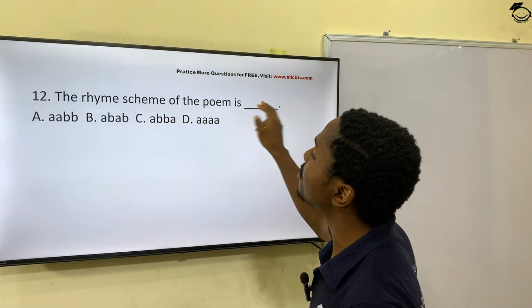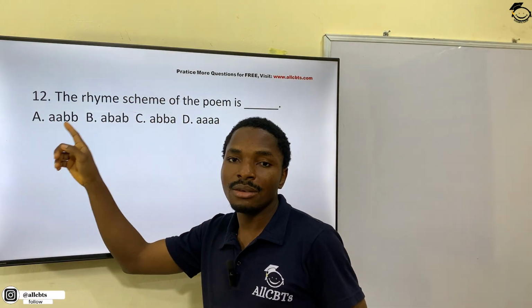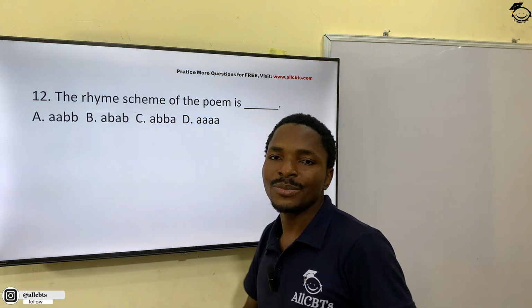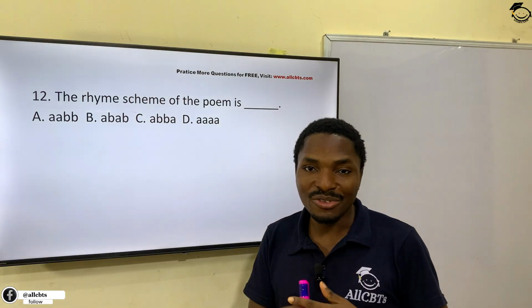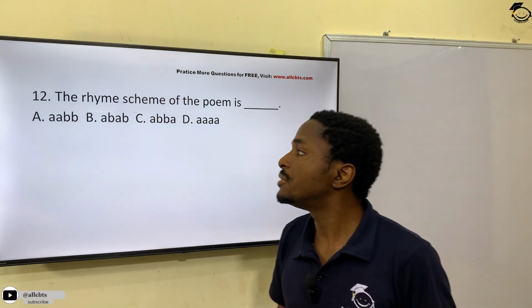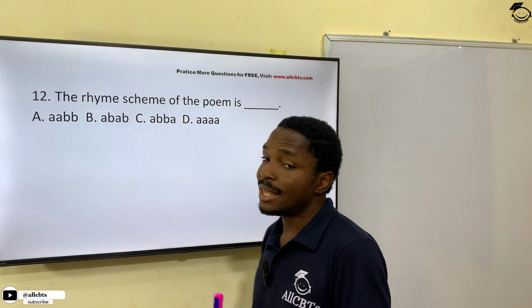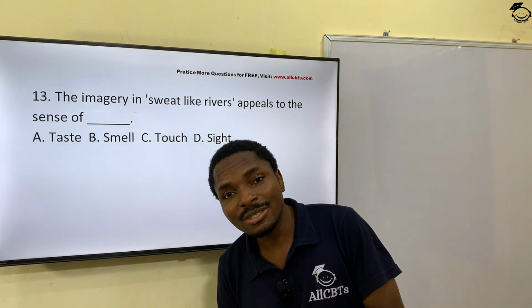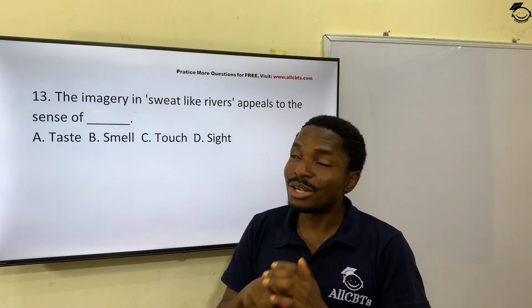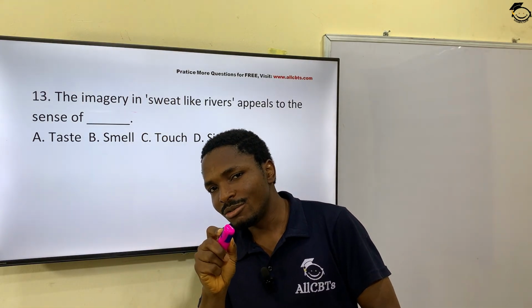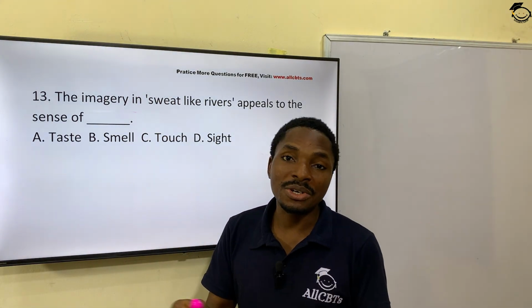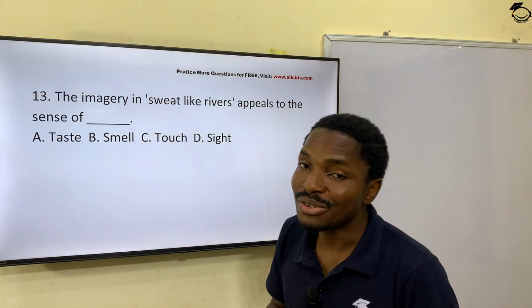So the rhyme scheme of the poem is what? AABB. You understand that now? So when you see it in the exam, in an unseen poem, you've not seen that poem before, you can definitely know what the right answer is. That's why this is very, very important.